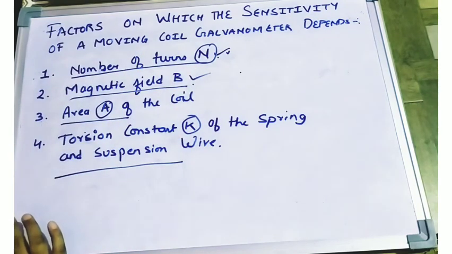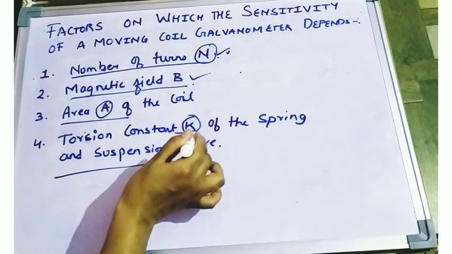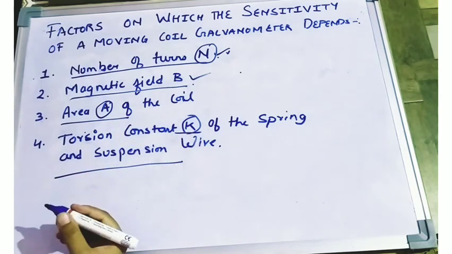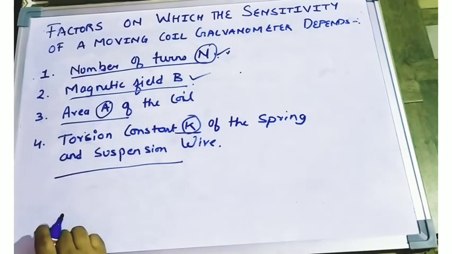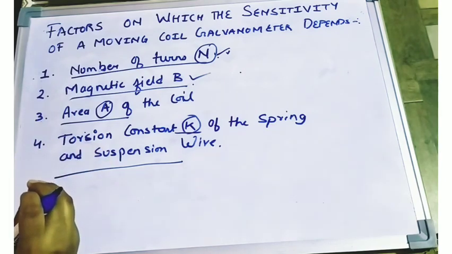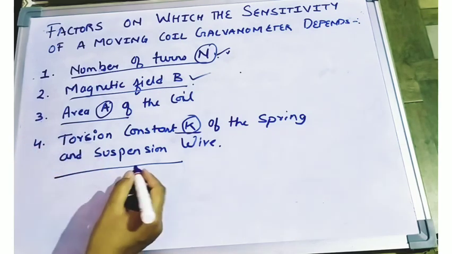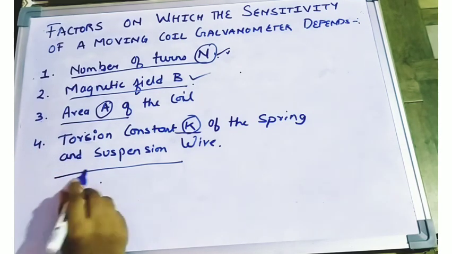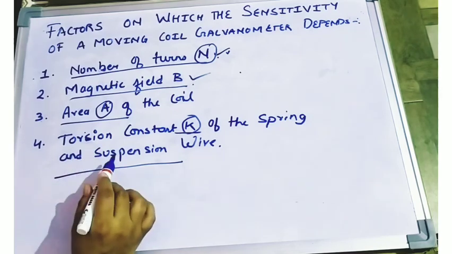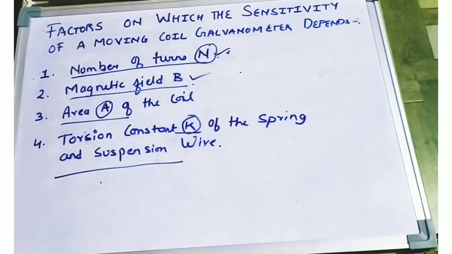Now the fourth one: we want to decrease the value of K. To do that, K is made small by using a phosphor bronze suspension wire, which we have already used in our galvanometer. So these are the factors on which the sensitivity of the galvanometer depends.